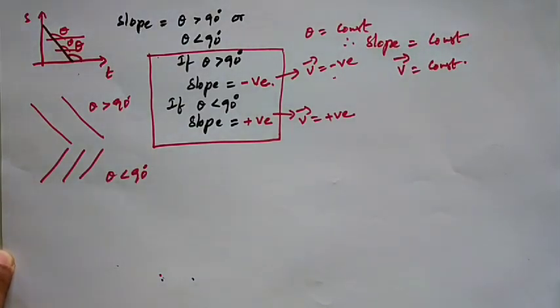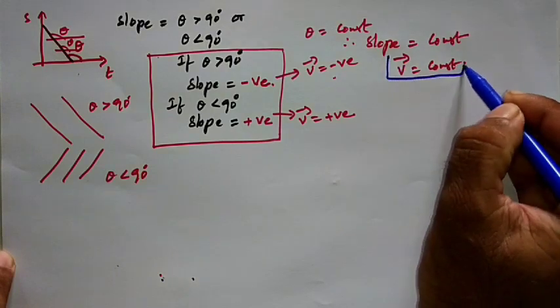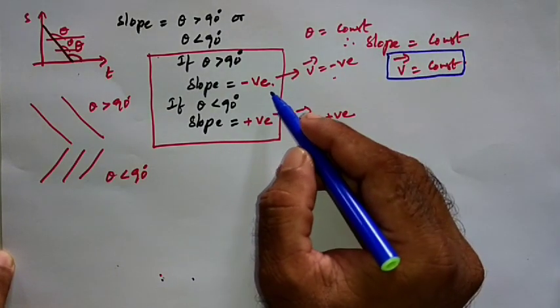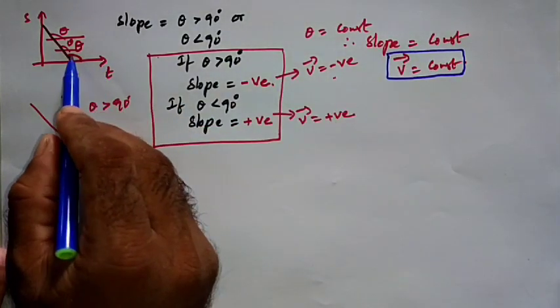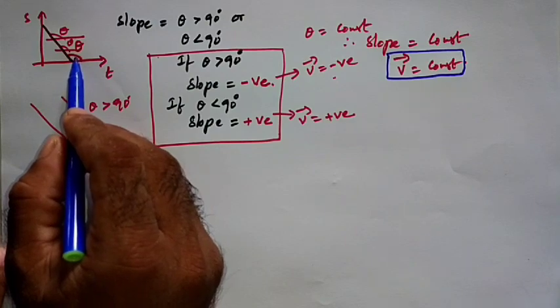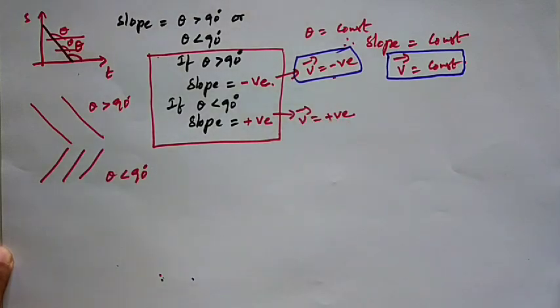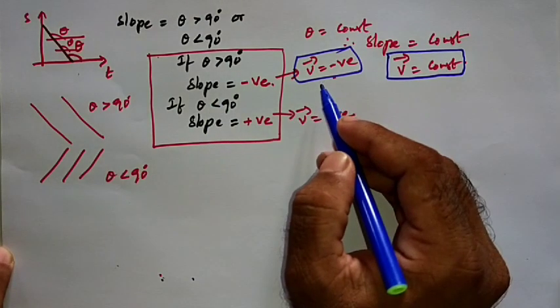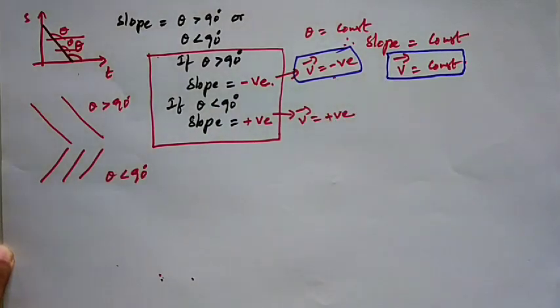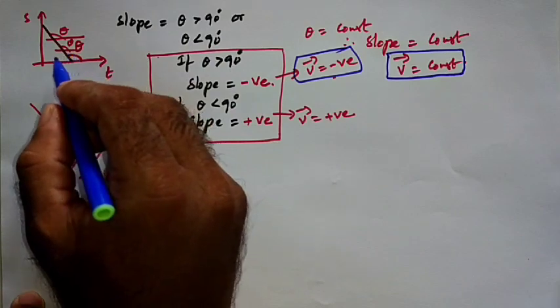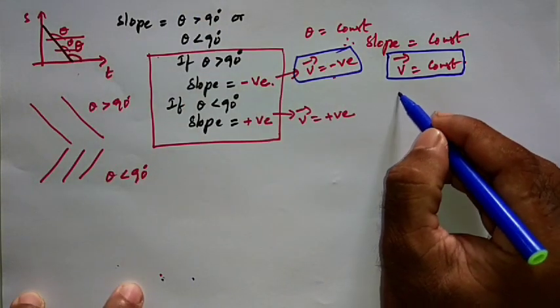So we got two things here. One is that velocity is constant, and the other is whether it is positive or negative. See that theta is greater than 90 degrees, then velocity is negative. These two things we observe from this: velocity is negative, and it is constant. Clear? Then what could be its velocity time graph?